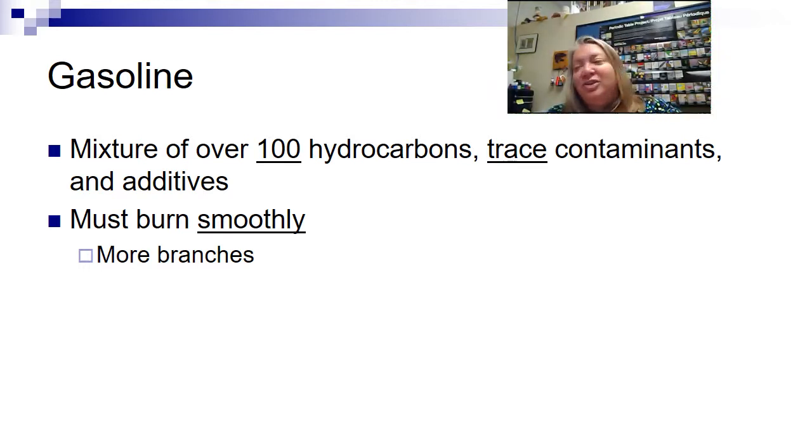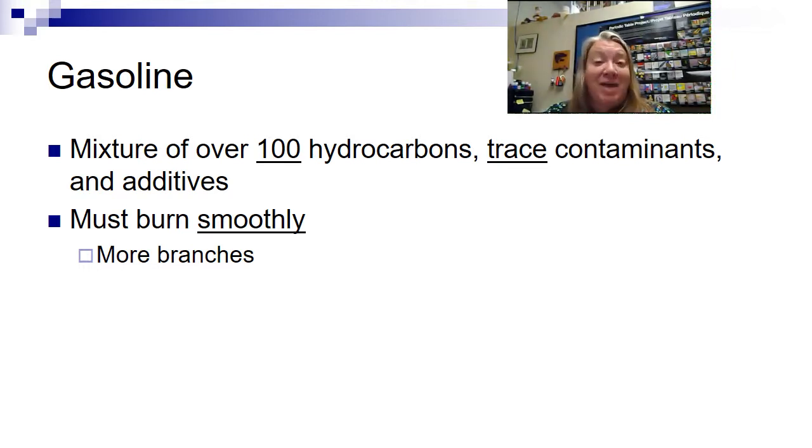So there's a mixture, over 100 different hydrocarbons, different lengths, different shapes, whatever the case might be. There are some trace contaminants. Now those trace contaminants, it's really hard to remove all of them. That's why there's some left in there. It gets too expensive to try to remove it all. But as that hydrocarbon burns, those contaminants are released into the atmosphere and can cause pollution issues.